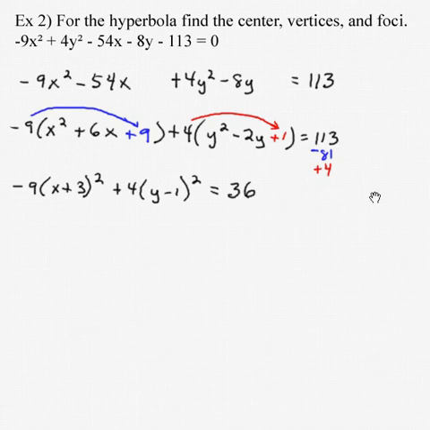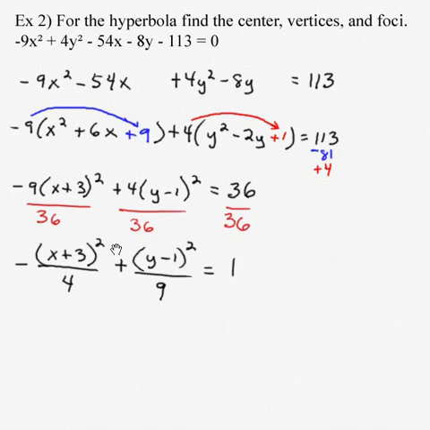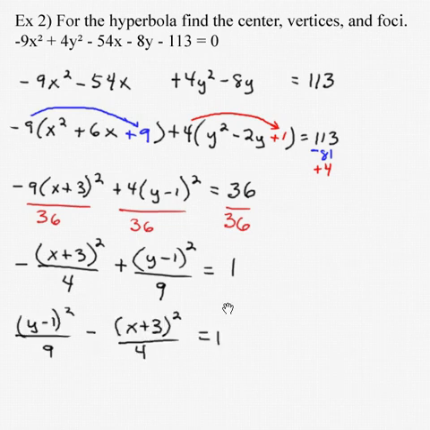It must equal 1. So let's divide everything in sight by 36. Negative 9 over 36 reduces to negative 1 over 4. 4 over 36 reduces to 1 over 9. 36 over 36 reduces to 1. We have standard form. And we may wish to write the fraction that is not being subtracted first. Many textbooks do that. Many teachers do that as well.